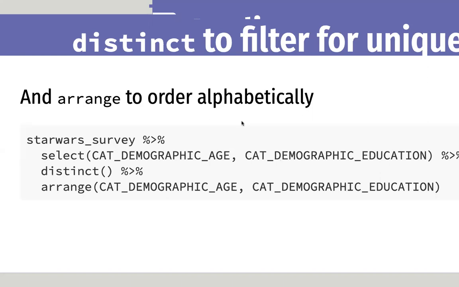All right, so select is for selecting columns, filter is for filtering rows, and distinct will filter for unique rows. For example, let's say I wanted to select just the age and education variables, and I want to know only what the distinct combinations of age and education attainment are in this particular data set. I can do that with this distinct function. And the arrange function will arrange these alphabetically. So I can then arrange these by age and education should I want to look at something like that.